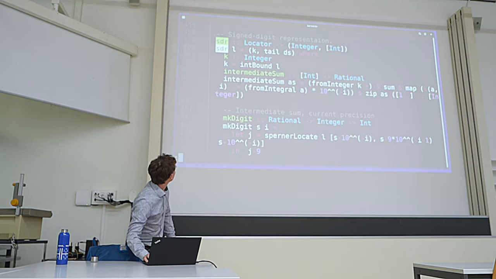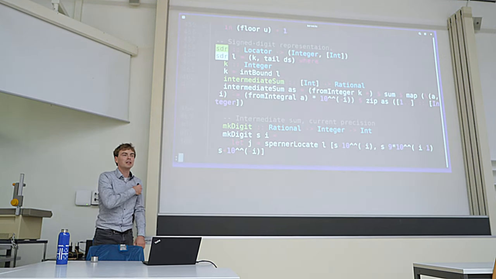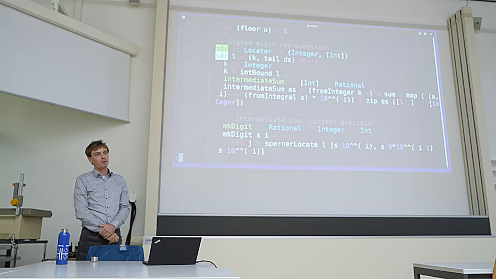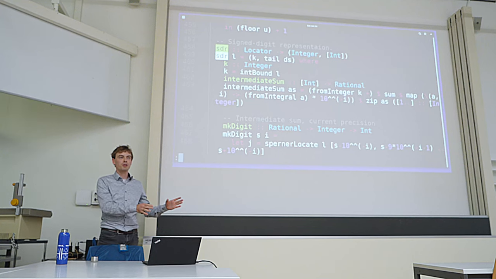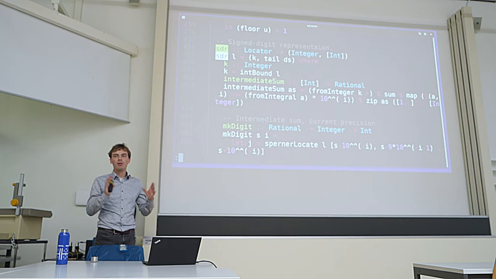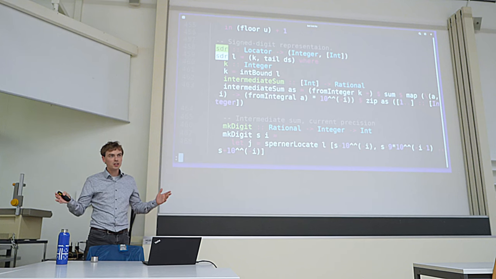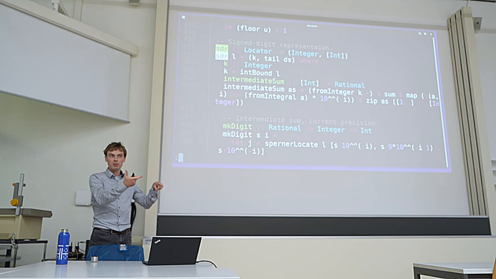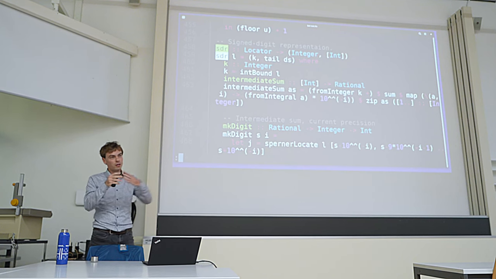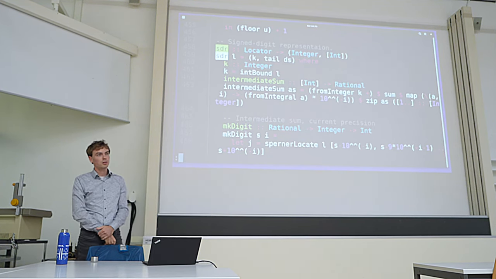Is this the one that I wanted? Yes. Okay, so my solution is I compute signed digit representations. Those can be converted to unsigned digit representations once you've already made up your mind about the precision. If you decided you only want three digits after the decimal point, then you can convert it to an unsigned digit representation. That's no problem. The problem is doing it for your entire sequence of decimals.